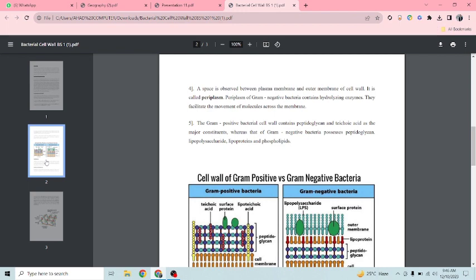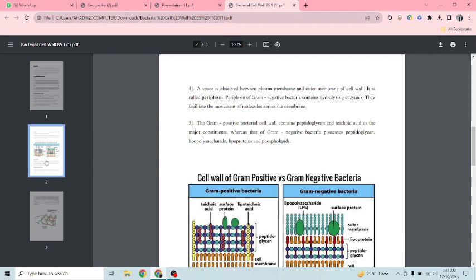A space is observed between the plasma membrane and the outer membrane of the cell wall. It is called the periplasm. The periplasm in gram-negative bacteria contains hydrolytic enzymes. They facilitate the movement of molecules across the membrane. The gram-positive bacterial cell wall contains peptidoglycan and teichoic acid as the major constituents, whereas that of gram-negative bacteria possesses peptidoglycan, lipopolysaccharide, lipoprotein, and phospholipid.